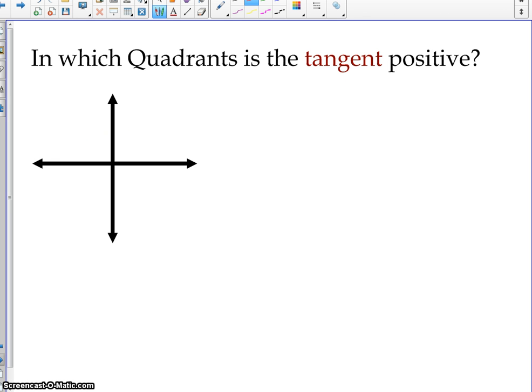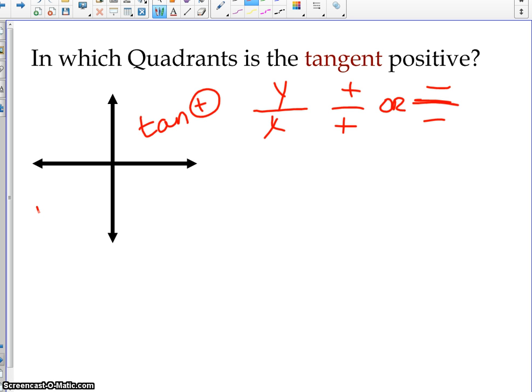Now the last question we're going to ask is, where is tangent positive? If you remember, tangent is y over x. In order for that to be positive, we either have to have a positive divided by a positive, or a negative divided by a negative. A positive divided by a positive would be in the first quadrant, giving us a positive. And in the third quadrant, tangent would also be positive because we'd have a negative divided by a negative, which results in a positive answer.